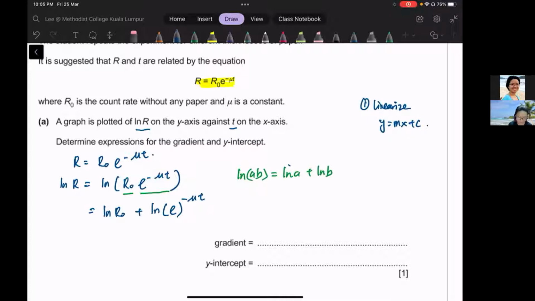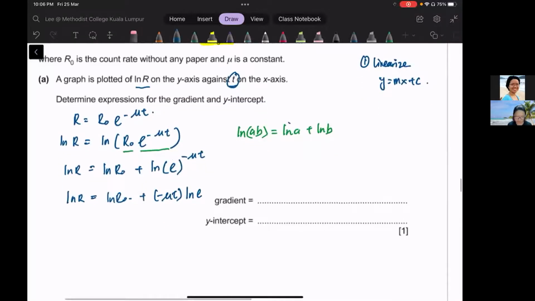The identity that I'm using now is ln AB is ln A plus ln B. Let me continue rearranging. ln e is 1, and then I can bring down the negative mu t: negative mu t ln e, and this is ln R0. At the end of the day, we have ln R is equal to negative mu t, ln e is 1, plus ln R0.